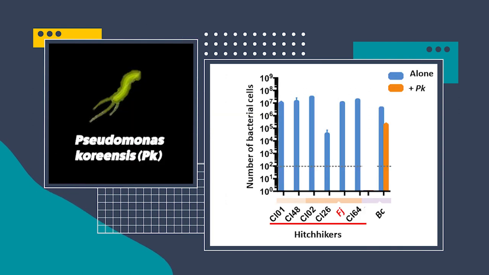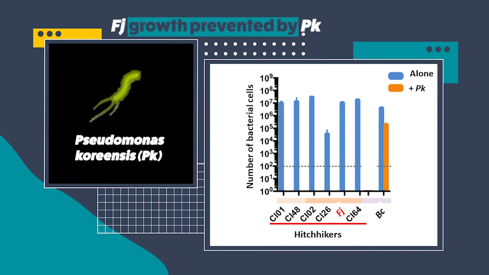There's another hitchhiker that's of particular interest to us in the lab, and that's PK. Interestingly enough, PK actually inhibits the growth of FJ and other co-isolates that are closely related to it. So in this graph, again on the vertical y-axis, we have number of bacterial cells, and that's not just of FJ, it's of whichever isolate is labeled on the bottom. And on the horizontal x-axis, we have the different co-isolates, and I've highlighted FJ for ease of viewing. And on the right, BC isn't a hitchhiker, but we're just using it for comparison.